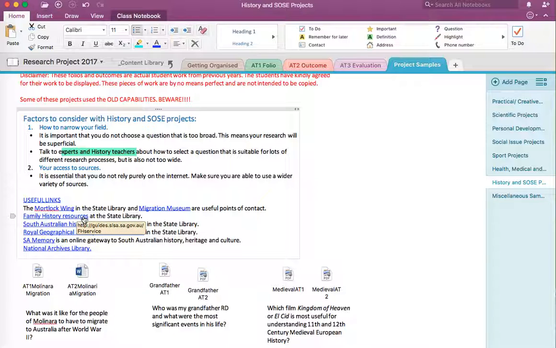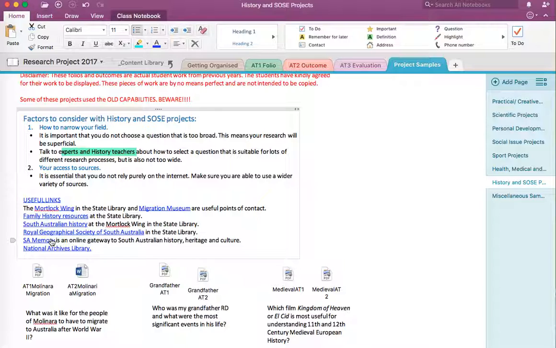There's also a specific area in the State Library for family history. Librarians in the State Library will help you with finding archives, articles, records of your family. There's also a specific South Australian history wing, so I've linked that in. The Royal Geographical Society of South Australia, surveying the early settlements, is linked to the State Library as well.